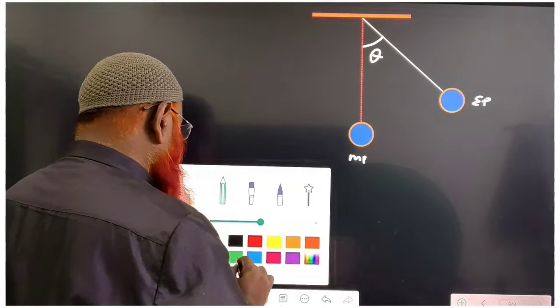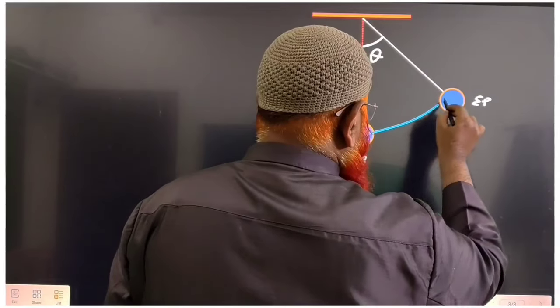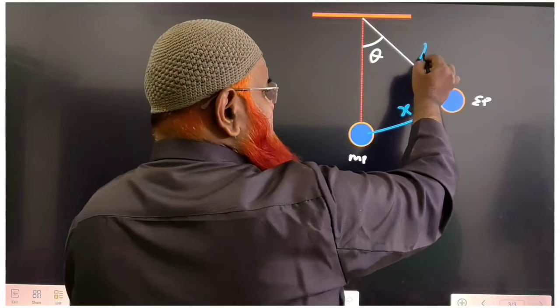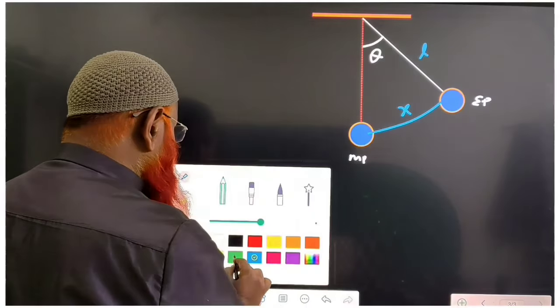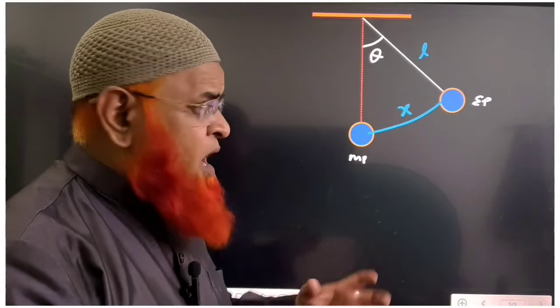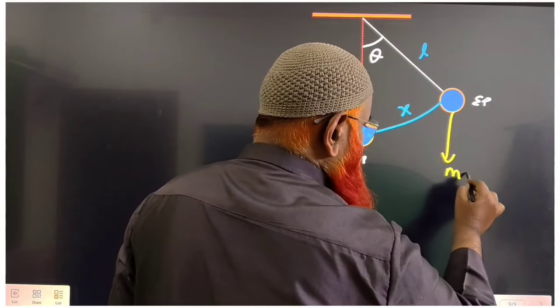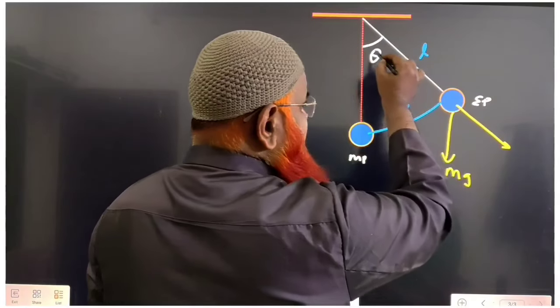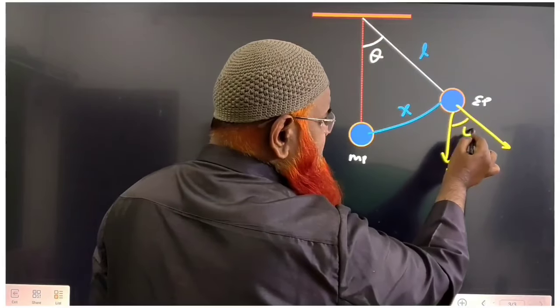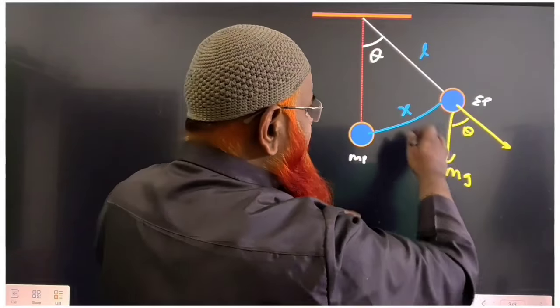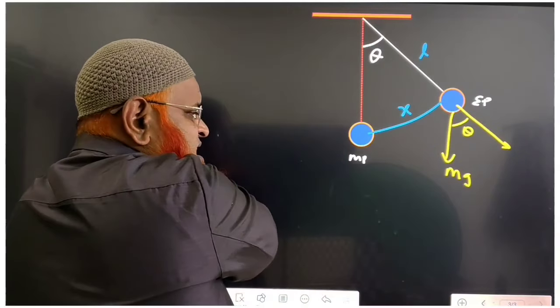This is the extreme position where it goes, stops and comes back again. If you consider this as a curve and that distance is taken as x, and the length of the pendulum is taken as L, then how many forces are acting on that pendulum? One is mg, acting downwards in this direction. These two angles are going to be the same because they are corresponding angles.